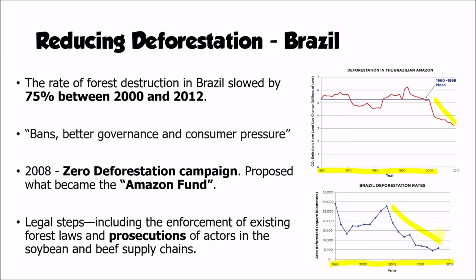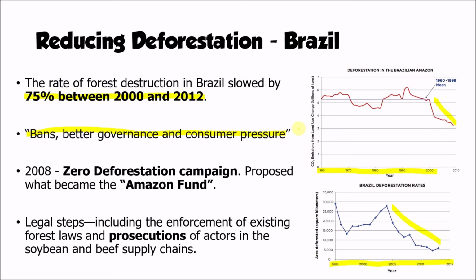So overall, the rate of deforestation in Brazil has reduced by about 75% between the year 2000 and the year 2012. They've been very, very successful at reducing the rates of deforestation. And the three things that have really driven this reduction are bans on certain products from deforested areas, better governance in terms of stronger legislation and more prosecutions, and also consumer pressure as well.